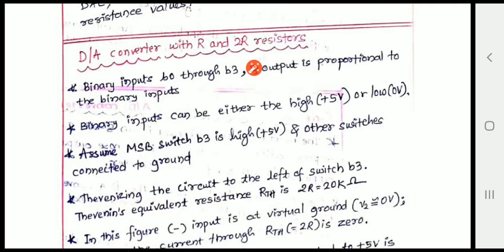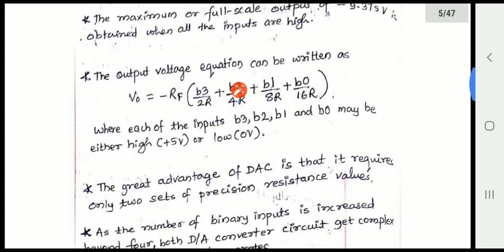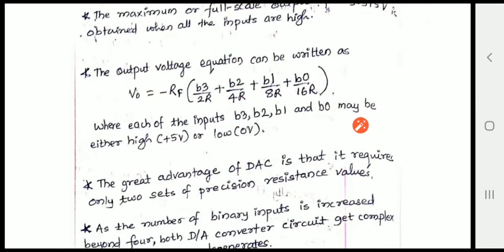Here we are going to discuss a 4-bit digital to analog converter. So that's why we are going to use 4-bit binary inputs, that is from B0 to B3, where B0 is used as the LSB, that is the least significant bit, and B3 is used as the MSB, which is the most significant bit. Another important thing, here the output value V0 is determined by this expression.